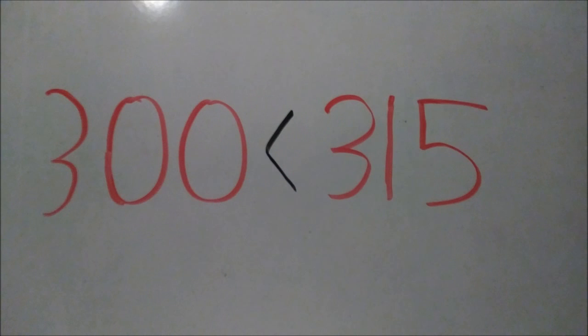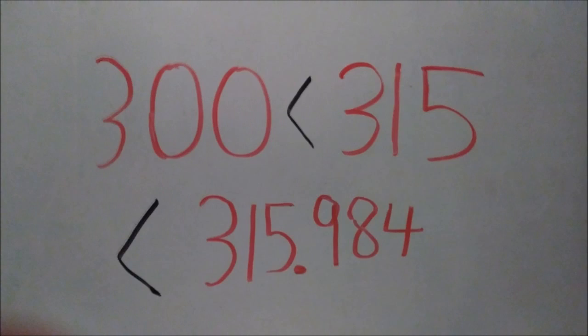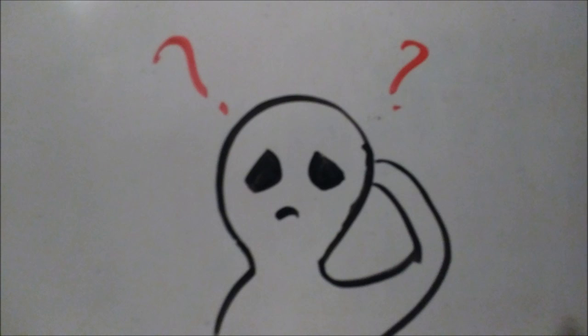300 feet is less accurate than 315 feet, which is less accurate than 315.984 feet. The difference between the measurements is the amount of significant figures in each. So, how do you know what a significant figure is?